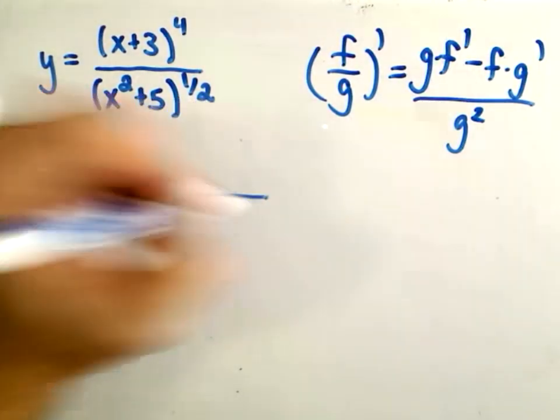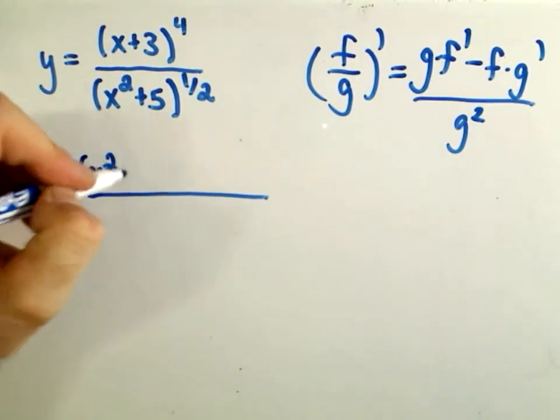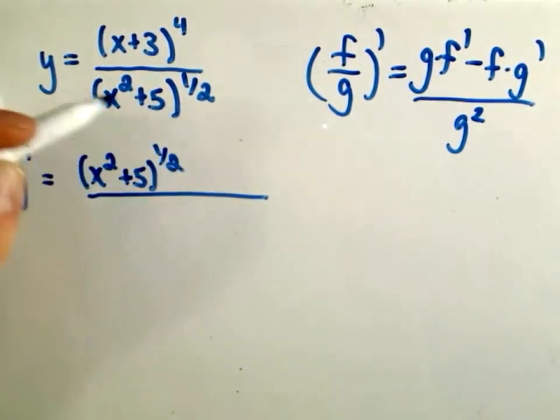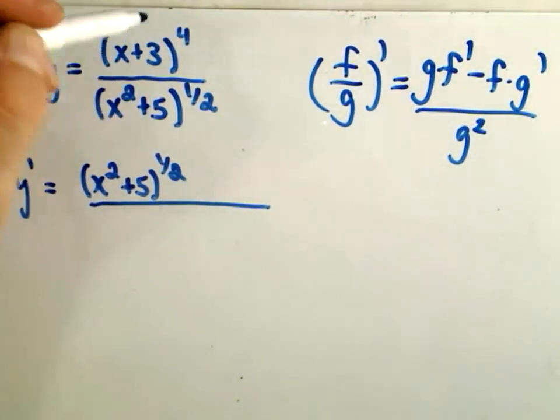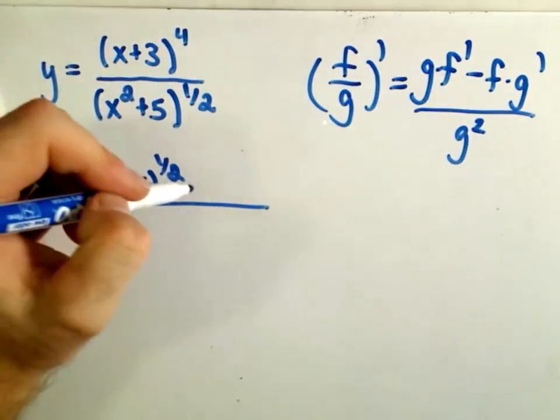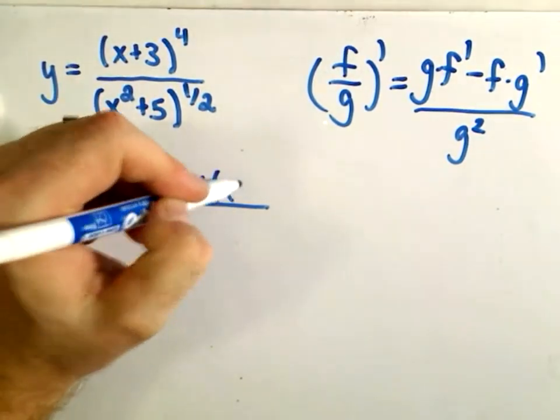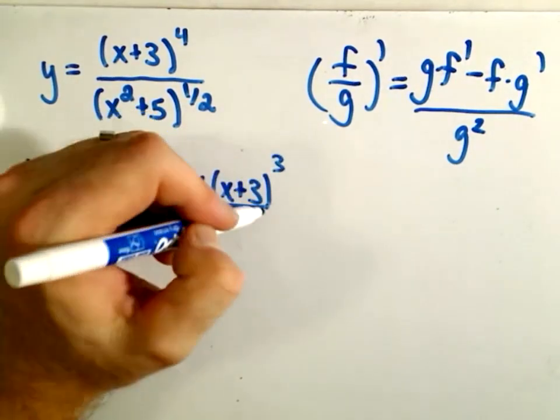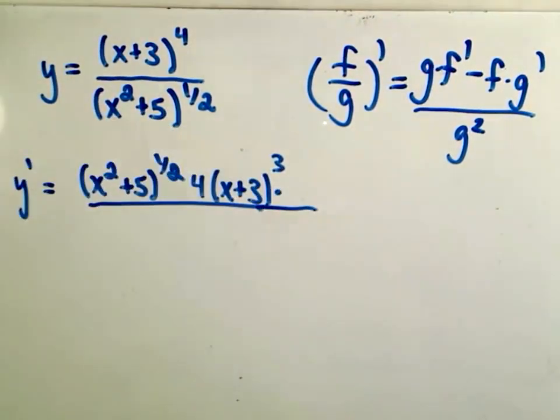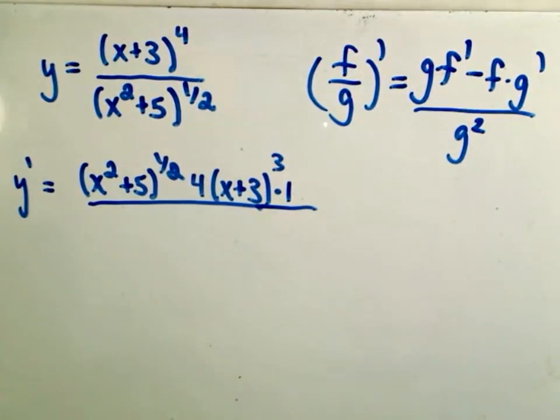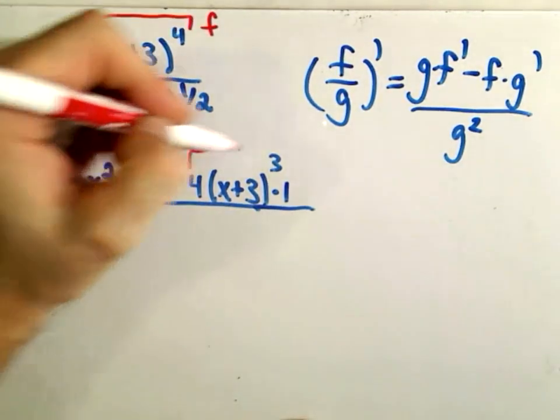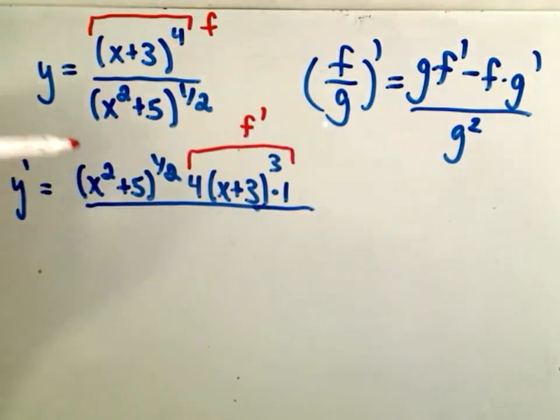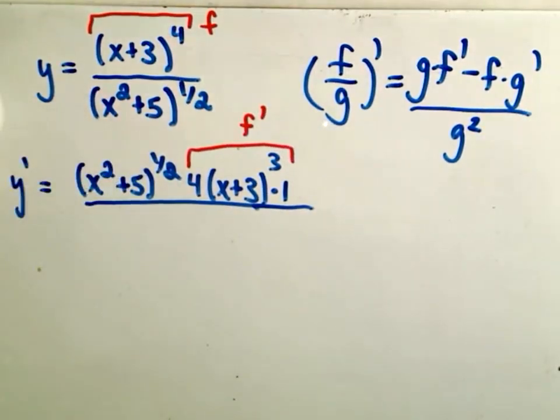Okay, so it says you get the bottom, which is x squared plus 5 to the 1/2 power. The derivative of the top, we're going to have to use the chain rule. So the 4 comes out front. We leave the inside alone, take 1 away, that'll give us to the 3rd power. Then we multiply by the derivative of the inside, which would just be times 1. Again, this is just the derivative of the top. So if this is f, here's good old f prime, and the other one would be g.